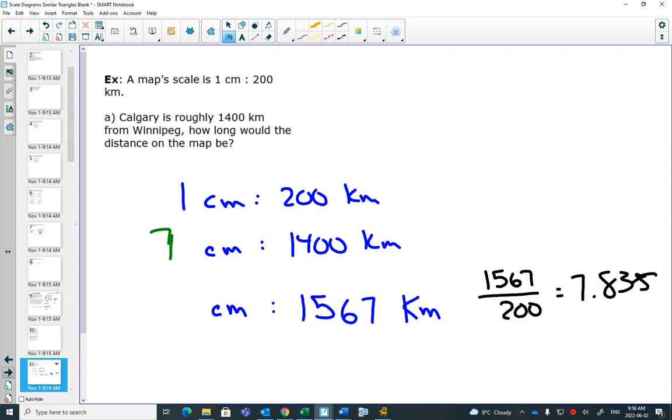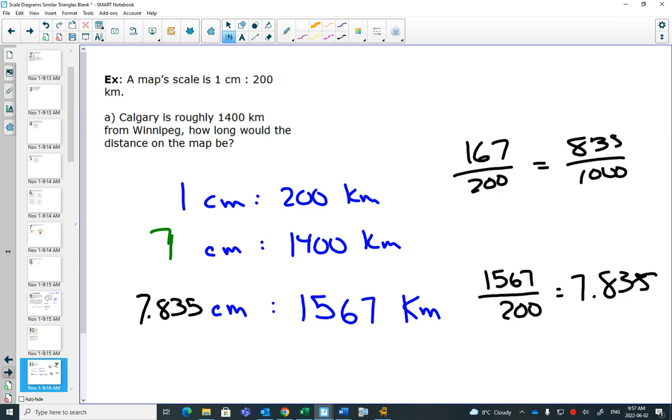7.835. So that would be the number that would go. How did I know? Well, I took 167 over 200 would be what's left for the decimal. Okay? I multiplied each of those by 5, and got 835 over 1,000. And that's thousandths, so then I could write that as a decimal. I got that in my head. That's not a bad estimate. Okay?